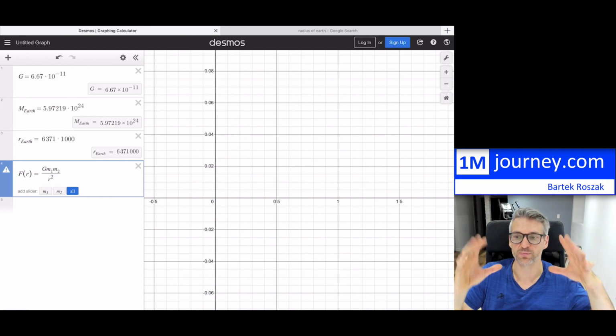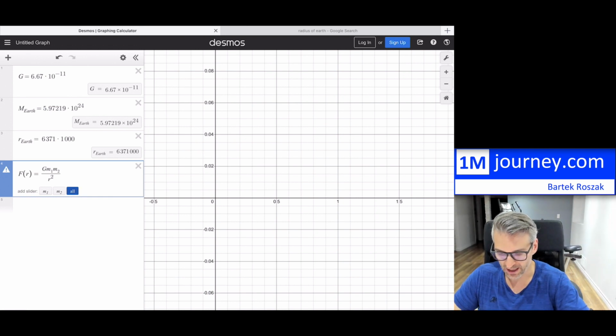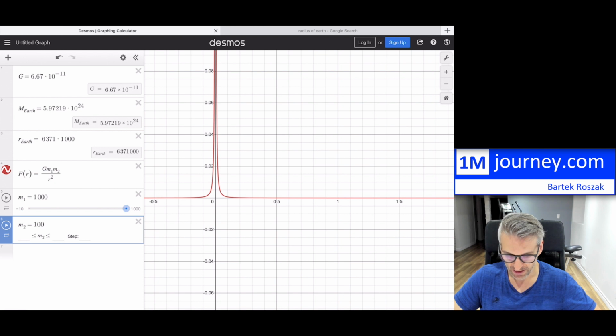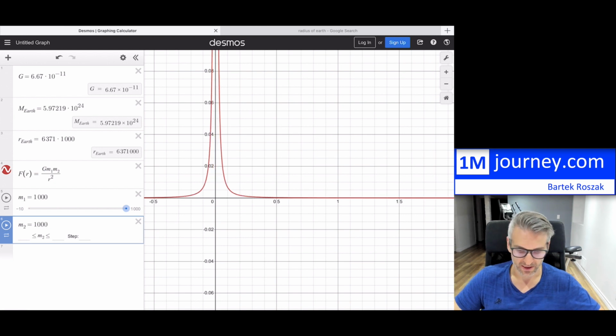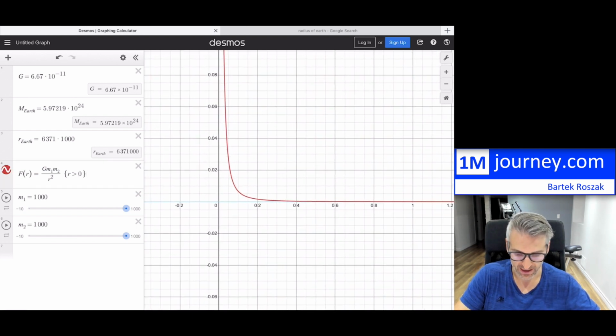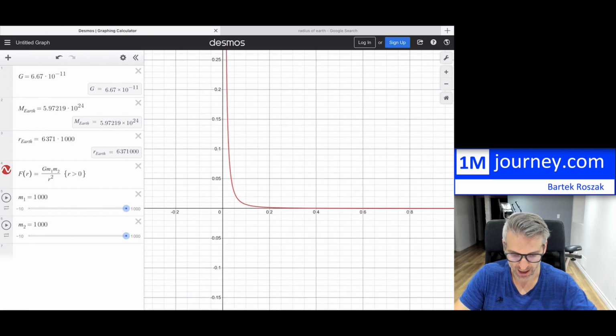This is the distance between those two objects. If I put that in here, now this is only 1 kilogram, so maybe I'll put 1,000 kilograms for each of the items, and then you will see that you will have your relationship being plotted out. Now the radius obviously cannot be negative, so maybe we should change this, so R should be greater than 0. And notice that this is the force that you would have.